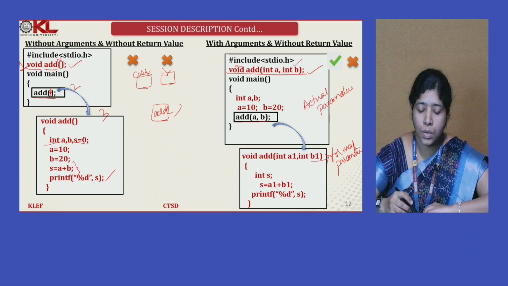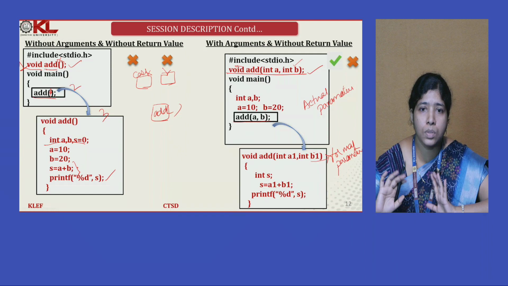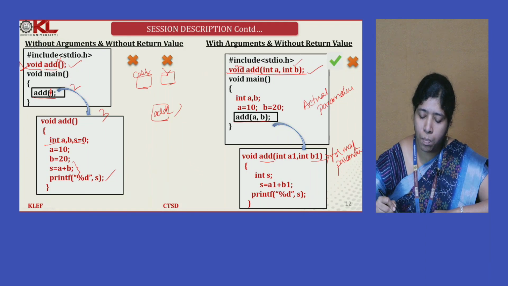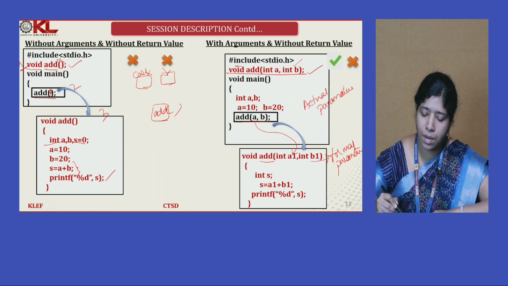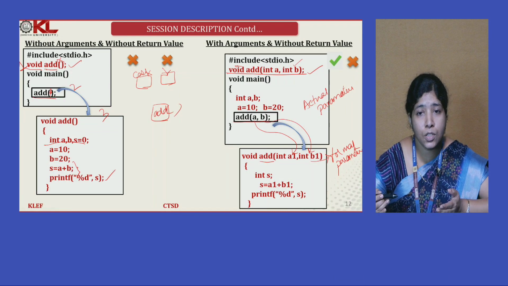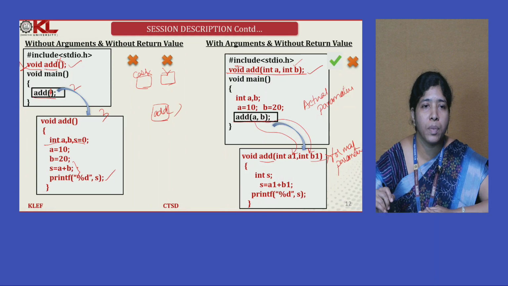A and B are local to the main function, and A1 and B1 are local to the user function, that is, the add function here. These both are different. A and B are copied: A's value is taken as a copy into A1, and B's value is taken as a copy into B1. A will be 10, which is copied to A1. B will be 20, and that is copied to B1.